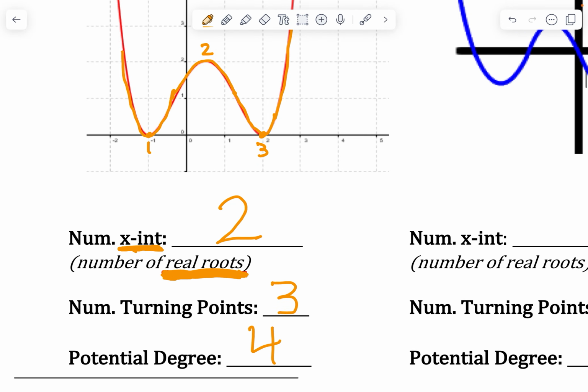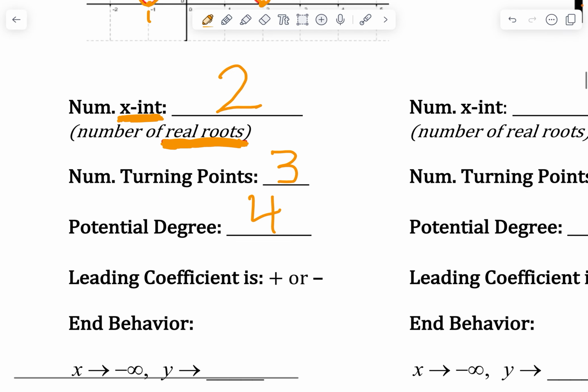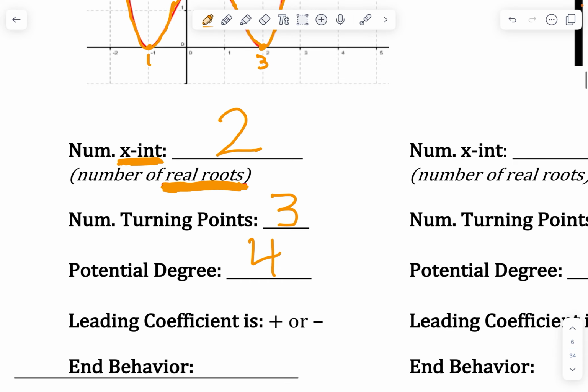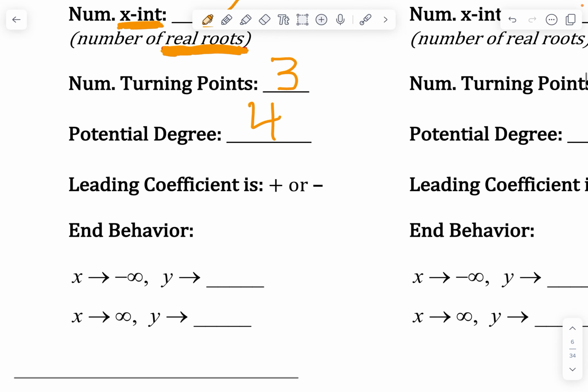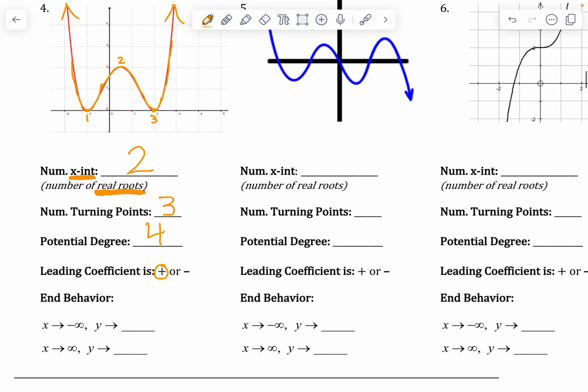So I feel confident that my potential degree is 4. That just means that there's either 2 imaginary solutions, or maybe some of these x-intercepts are double roots, triple roots, which, like I said, we'll talk about in a future lesson. Okay, now my 2 arrows on my end behavior are going up, so that means my leading coefficient is positive. And you can kind of just use your picture to help determine that if both of your arrows are going up, then that means you're going to positive infinity, positive infinity.